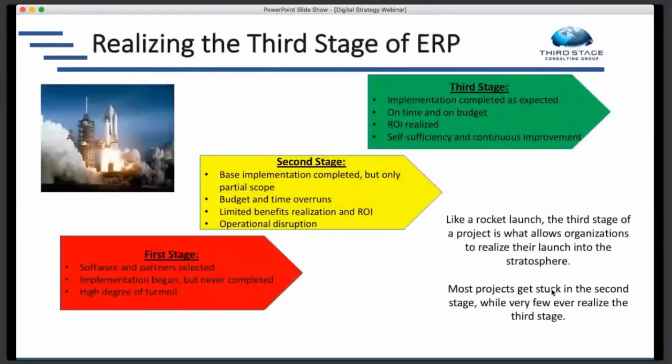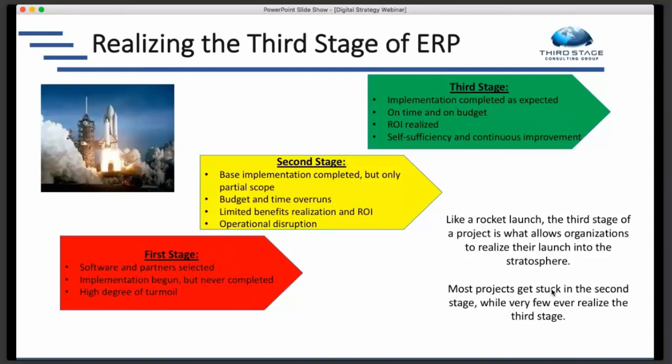So one of the other challenges with digital strategies in general, and really any sort of ERP implementation or digital transformation or CRM implementation, is that most of these projects don't reach what we call the third stage of success. And I look at ERP and digital transformation success in 3 stages.